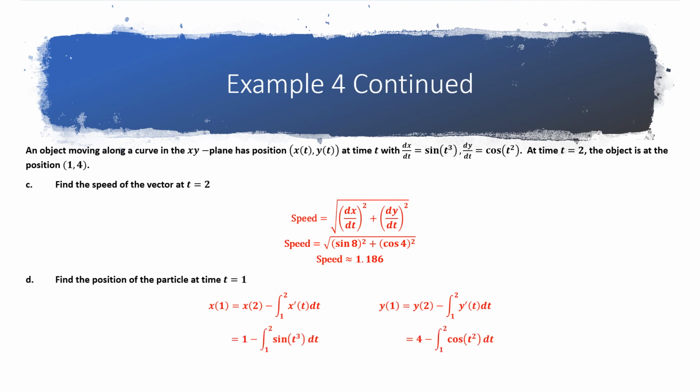And so when I do that, I get 1 minus the integral from 1 to 2 of sine of t cubed dt for your x, and then for y, we get 4 minus the integral from 1 to 2 of cosine of t squared dt. And again, working that out in my calculator, I get 0.782 for the x component and 4.443 for the y component, which tells me that the position at time t equals 1 is (0.782, 4.443).